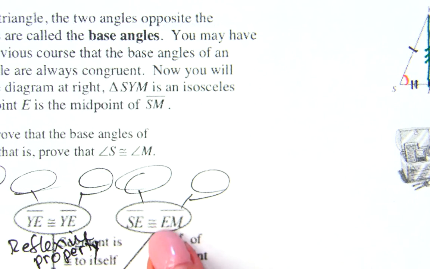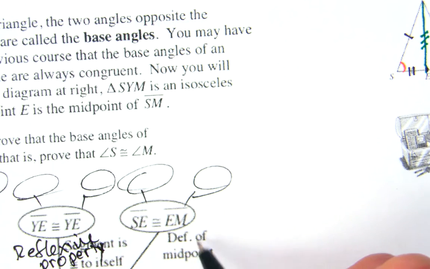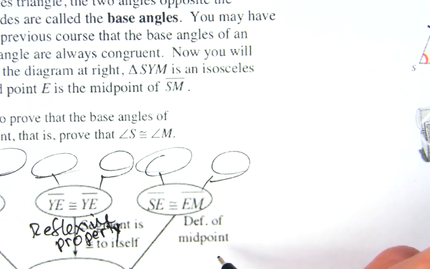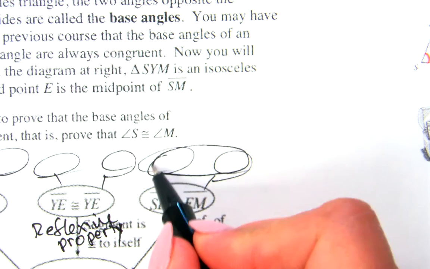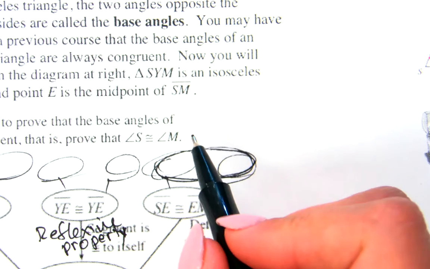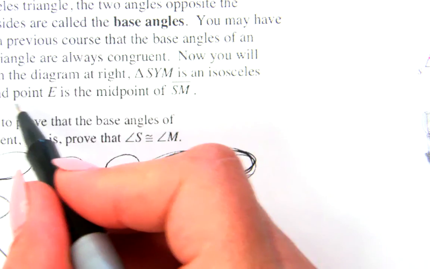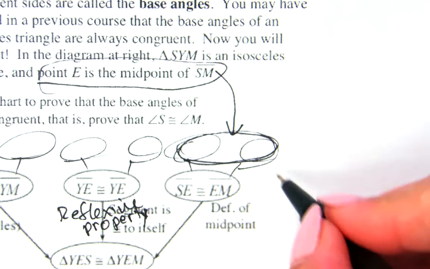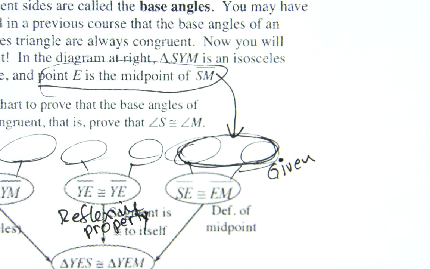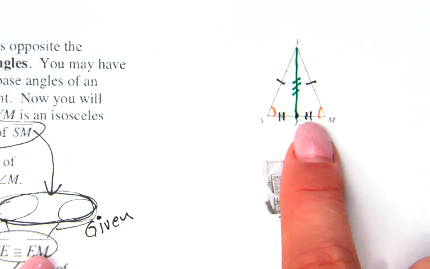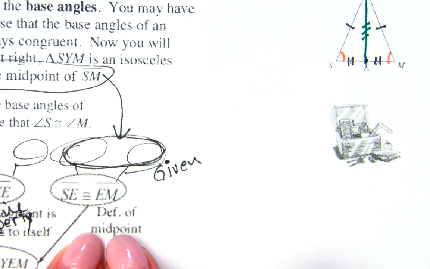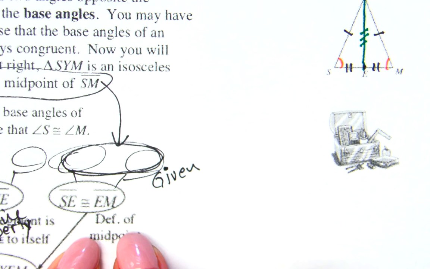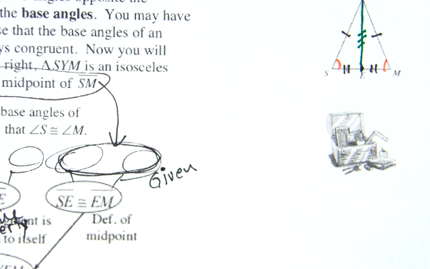What it should have said, actually, above here, I don't really like the fact that they jumped right into the definition of a midpoint. It should have had a bubble up here, that would have been nice, that said E is the midpoint of SM, and that would have been a given because it gave us that information. Then, since E is the midpoint of SM, these two parts, like I was saying earlier, are equal to each other, and that's the definition of a midpoint. That should have really gone in that area right there.